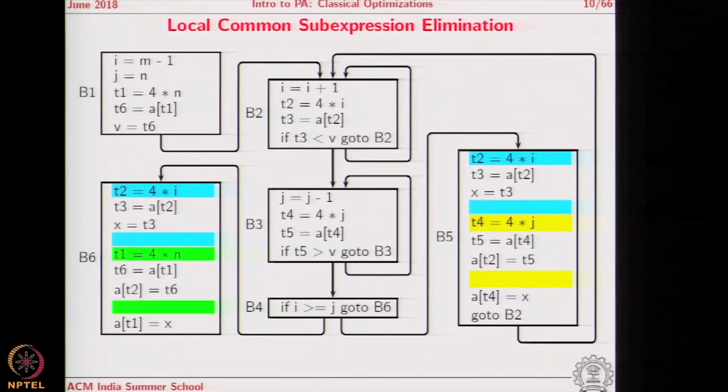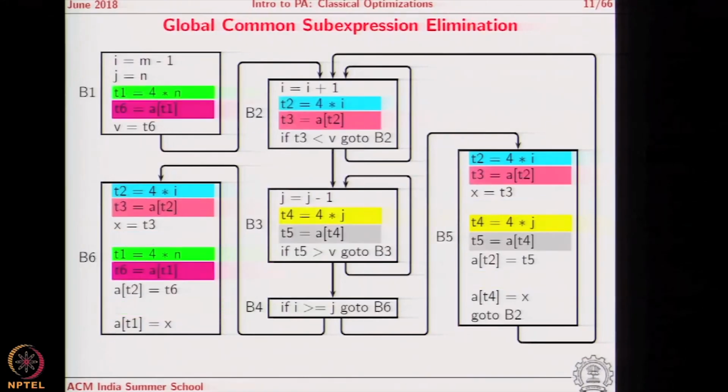Okay. Now, we want to perform global common subexpression elimination. So, global is across the basic blocks. Now, what can you say now? Now that you looked at the issue for a while, is this 4 star I redundant? Yes or no?